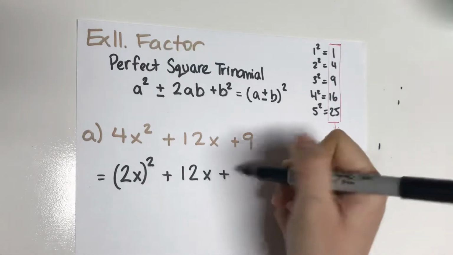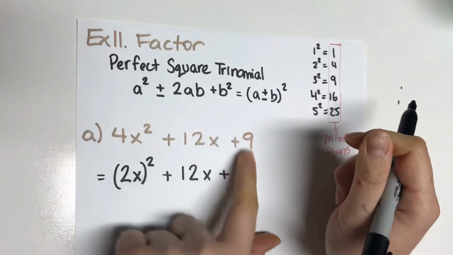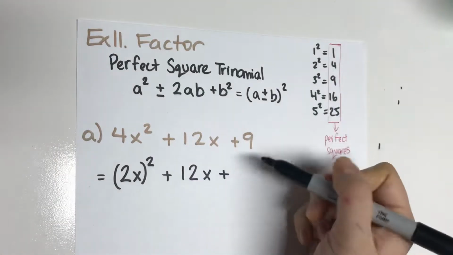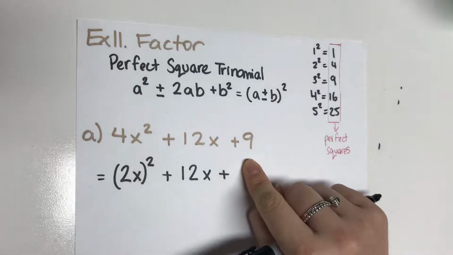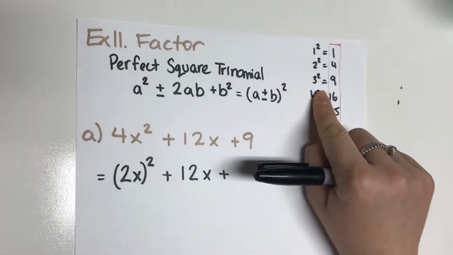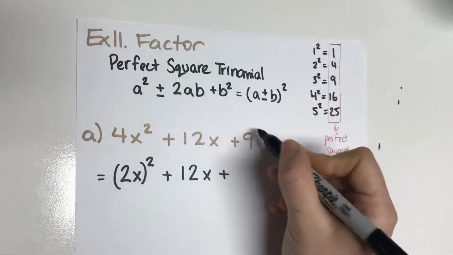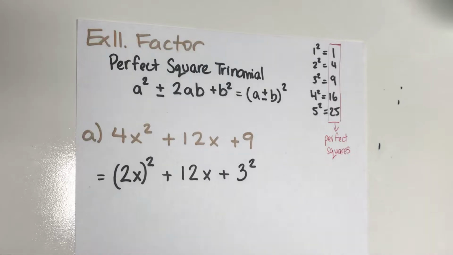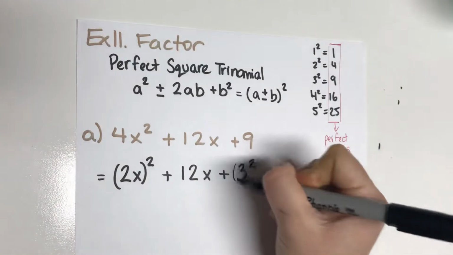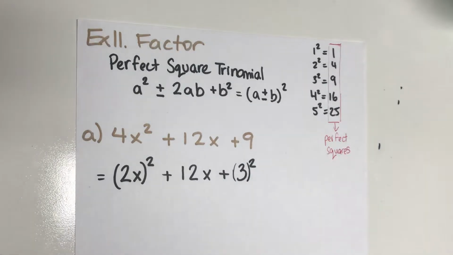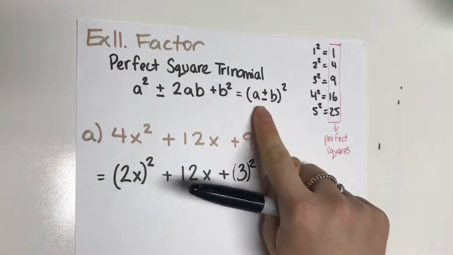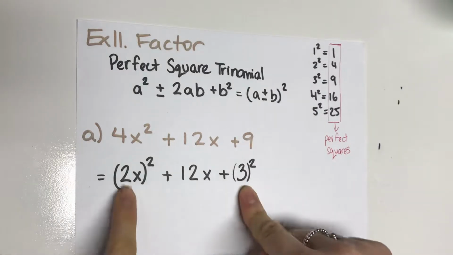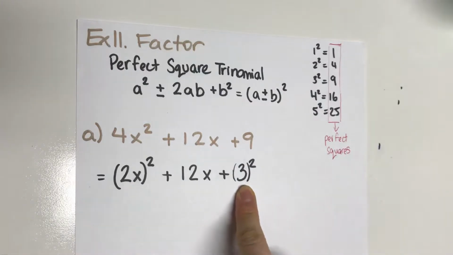Plus 12x plus, and then the b squared, I'm going to look at it and see, okay, well 9, I can write 9 as 3 squared, so I'm rewriting it as a power, and I'm going to rewrite it as 3 squared. You can have it in brackets if it's easier for you to visualize. So these are my a and my b value.